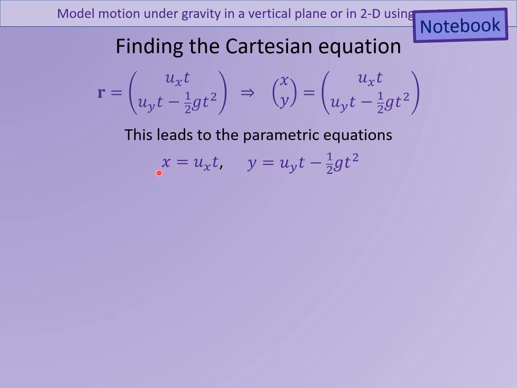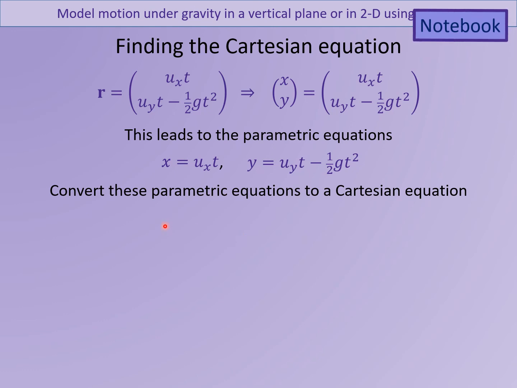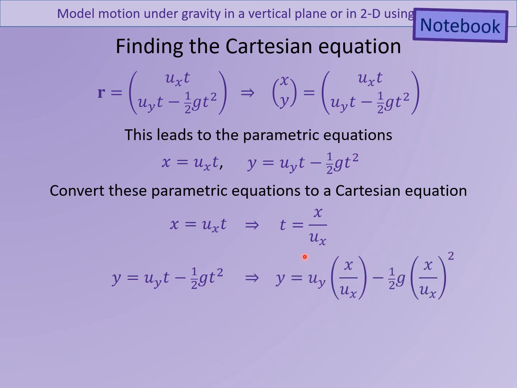So we can change it so the parameter t is the subject, and then we can substitute that into there, and that's going to get me my Cartesian equation. So that's what we're going to do. We're going to rewrite the x equation to get this new parameter t, so t equals x over ux, and I could substitute that in to this equation, and I'm going to end up with that. And there we go. That is my Cartesian equation just there.